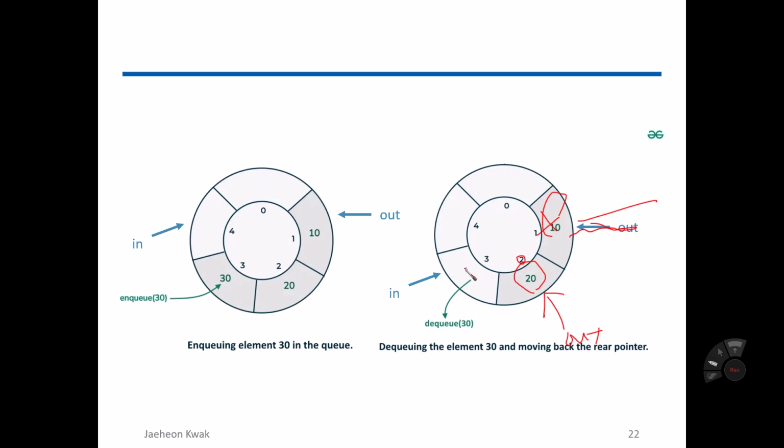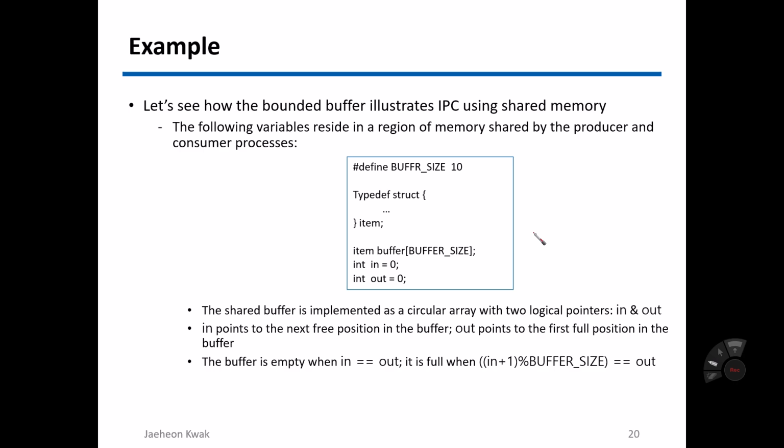So 10 will be removed, and yeah, that is the right thing. So when we dequeue this circular queue, the 10 will be removed, and the location of out will be changed. So 30 will not be dequeued, and also the location of the in pointer will not be changed. Okay, next time I'll prepare the example again. So yeah, that's how we handle the circular queue.